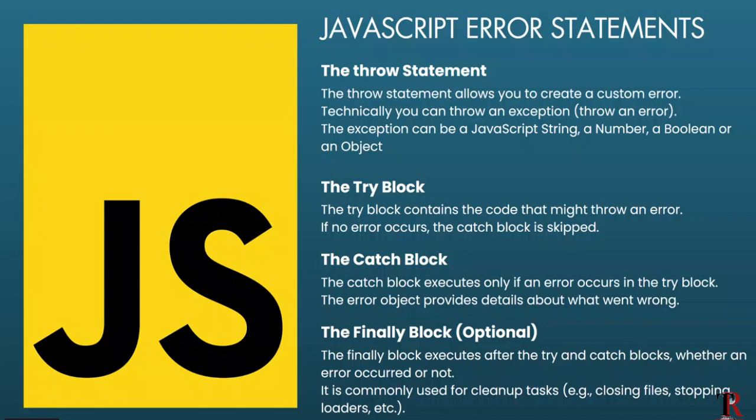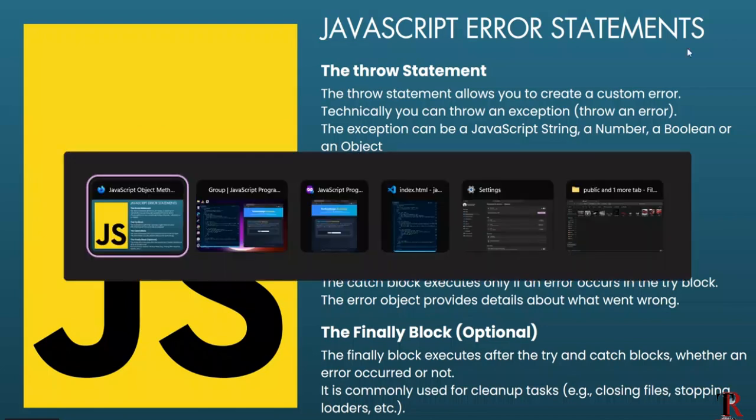And finally, we have the finally block, which is optional. You can attach it and you can also remove it. It depends on your use cases. The finally block executes after the try and catch blocks, whether an error occurs or not. So it always runs, regardless of whether an error is caught or not. It is commonly used for cleanup tasks like closing files and stopping loaders and some other use cases in JavaScript.